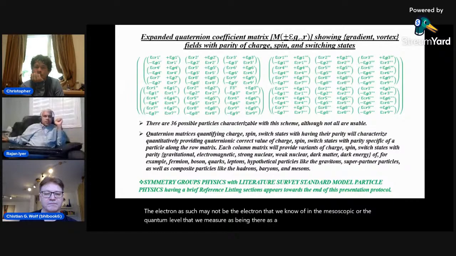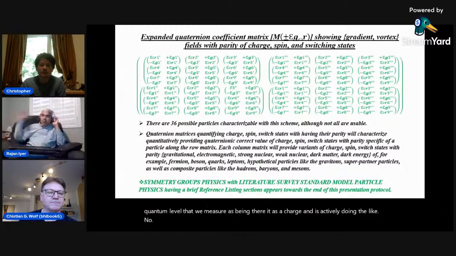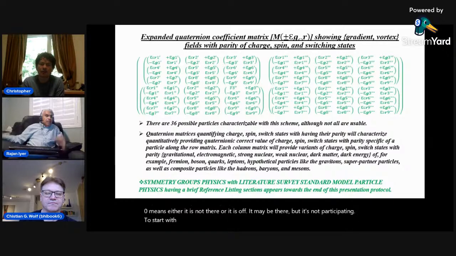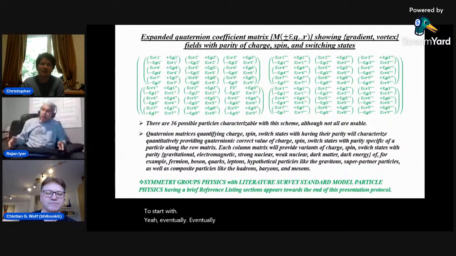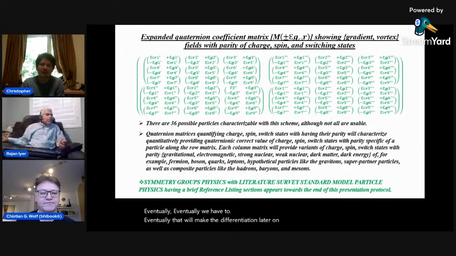Wait a second, you're saying 0 means it's not there, but if it's not there, does that not mean it does not exist? No. In the first step, we are saying that 0 means either it is not there or it is off. It may be there, but it's not participating, to start with. Oh, I thought off meant that it wasn't participating. Yeah. Eventually, 0 means that it's just not there. Eventually, that will make the differentiation later on. So this matrix does consider that, but that's much later. So the thing is the initial.